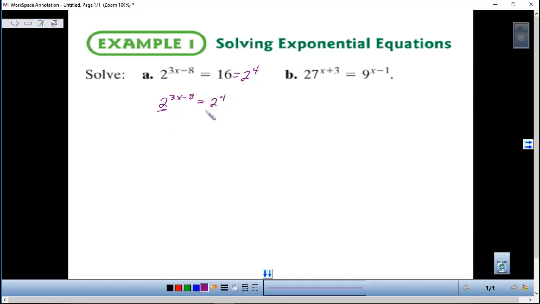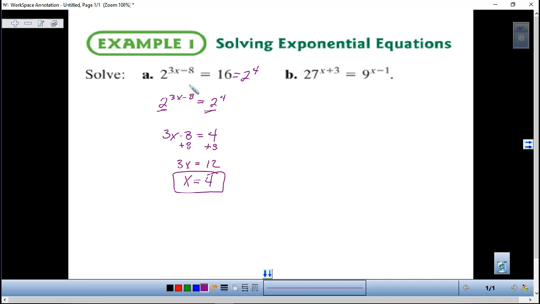Once again, if the bases are equal, and the sides are equal, then the exponents must be equal too. Therefore, 3x minus 8 must be equal to 4. And at that point, we can just move stuff around and solve for our variable. So we're going to add 8, get 3x equals 12, which means x equals 4.